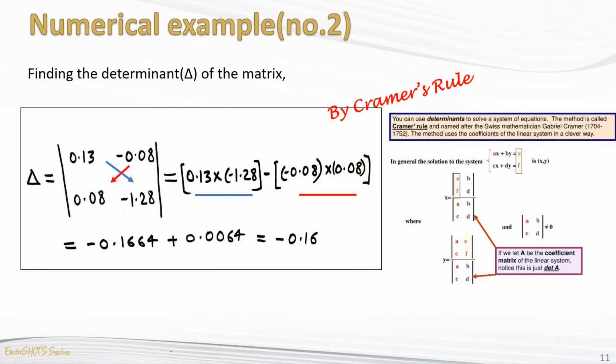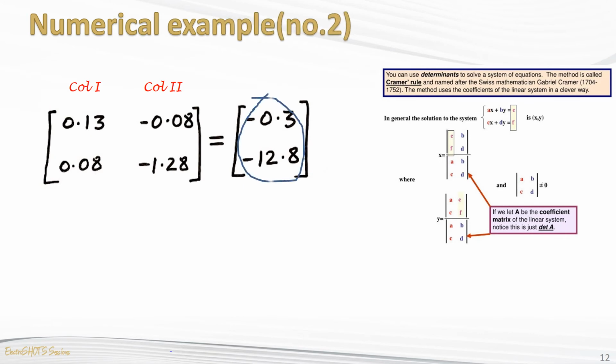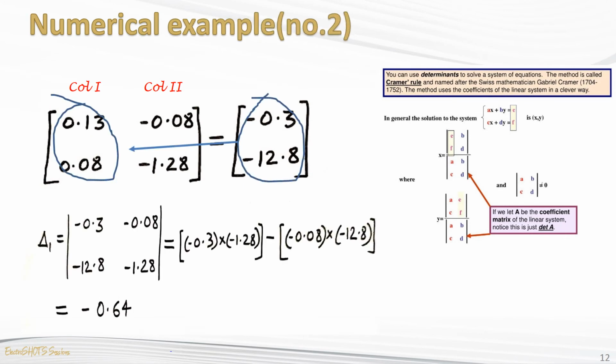By cross multiplication of the elements and then subtracting them, we get the value of the determinant. Minus 0.16 is the value. Now in this step, I have substituted the values of the B matrix into the first column of the A matrix, and then I have found out the determinant of that matrix again, which is delta 1. So by suitable calculations, my result is minus 0.64.